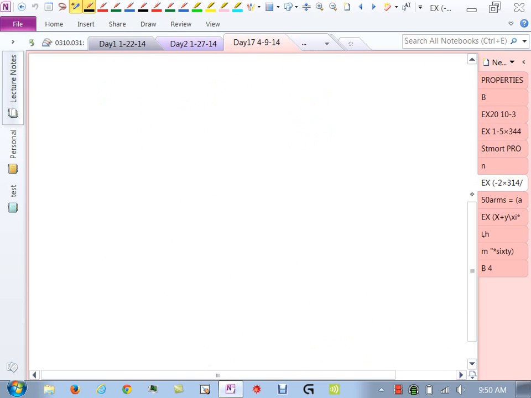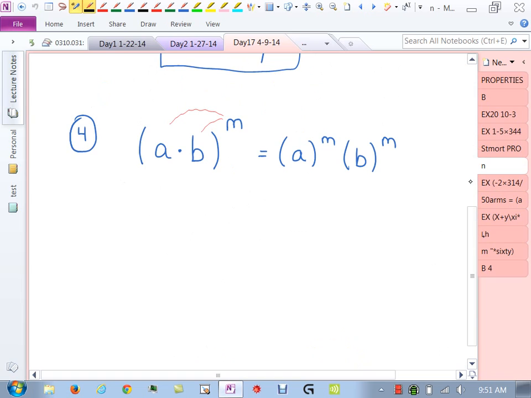Oh, no, it was property 4. There we go. Remember this property? It said if we had two things in parentheses and they were being multiplied, it was important that they were being multiplied. I think I pointed that out at the end of class too. If these two are multiplied and we have a power out here, that power just goes to each one of them, doesn't it?